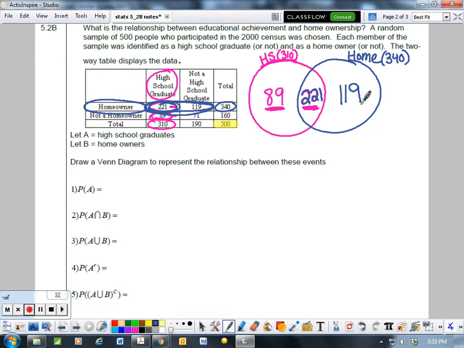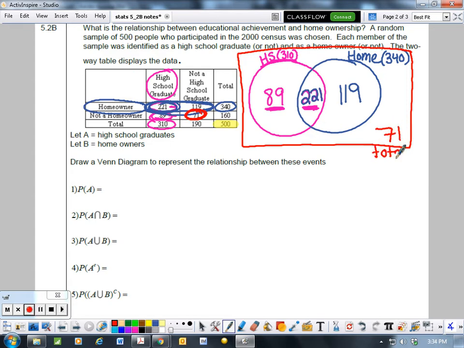And now the only thing I have left is the outside box. So when I'm looking at my outside box, I want to know how many of those people are not homeowners and not high school graduates. And that's this number right here, that's 71. And sometimes I even put down my total down here. So that way as I'm looking at my Venn diagram, I have lots of information there. But what I really prefer is my table, because for me, tables are just better, but that's just my brain and how it works.